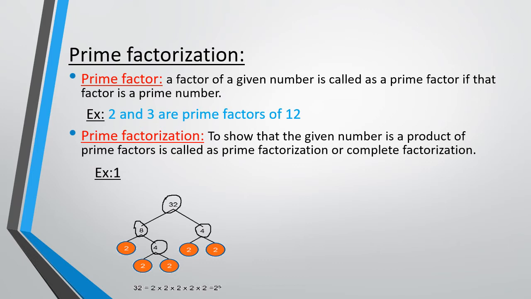Now what are the prime factors which we've got here? 2 into 2 into 2 into 2 into 2. Now when I multiply all this, my product will be 32. Okay children?